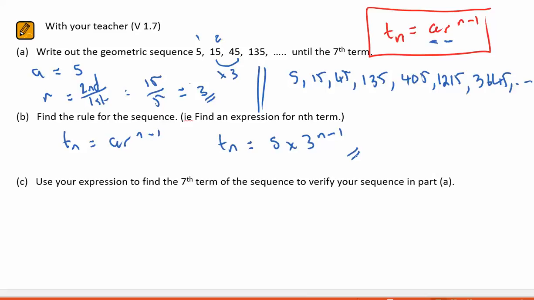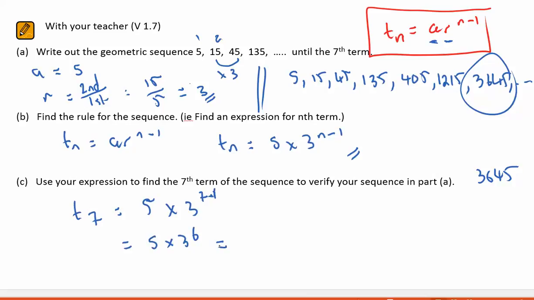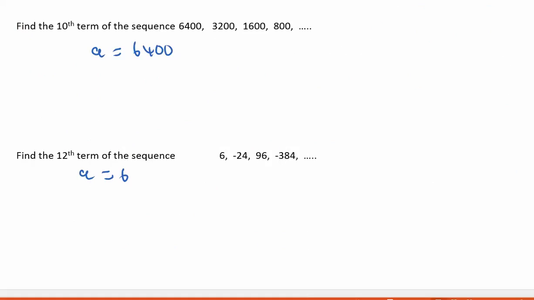To find the seventh term, 3, 4, 5, 6, 7, which is 3645. Or to confirm, the seventh term is 3645. We'll plug into the expression. And when you put that into your calculator, you will get the 3645 that we got in A.